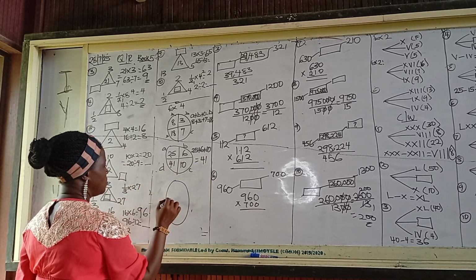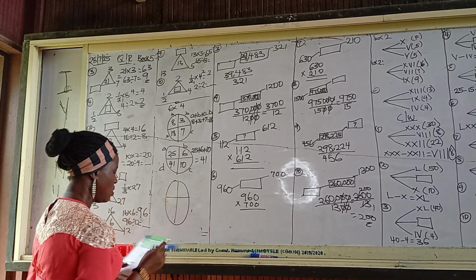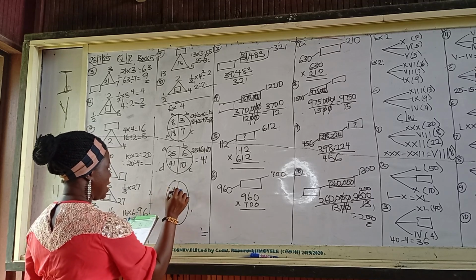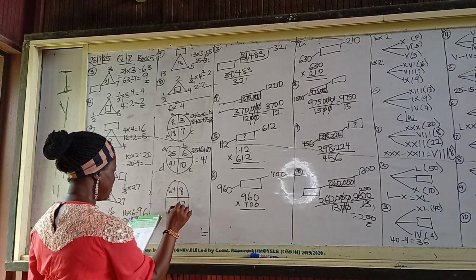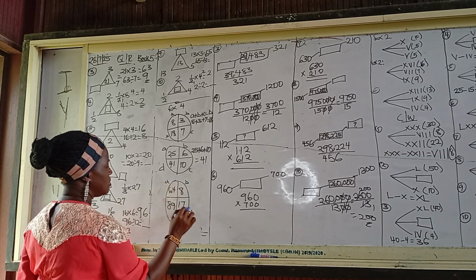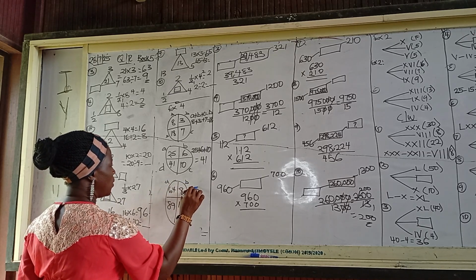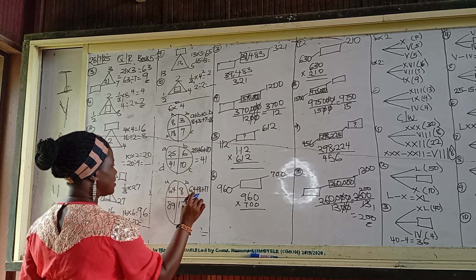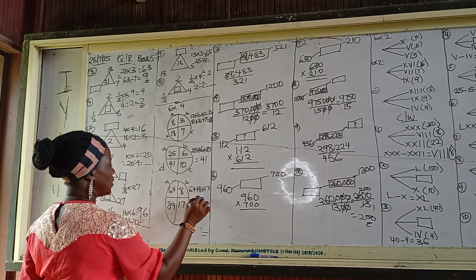The last one here, we have this. We have 64. We have 8. We have 17. And we have 89. A, B, C. That would be 64 plus 8 plus 17, and that gives you 89.